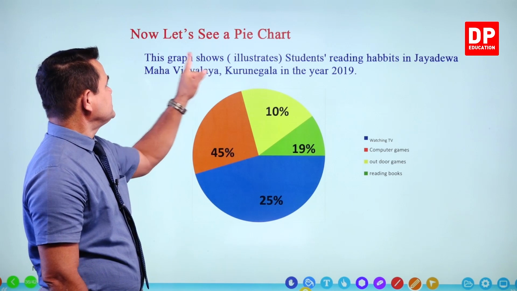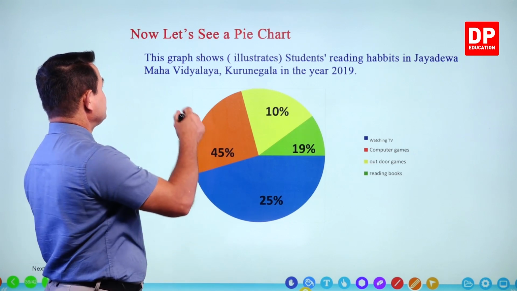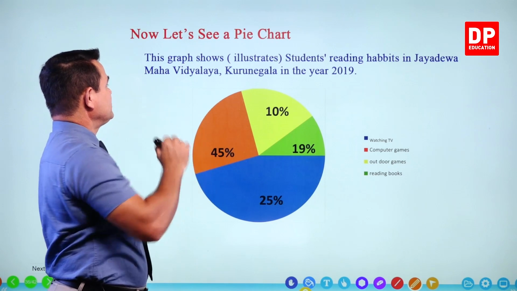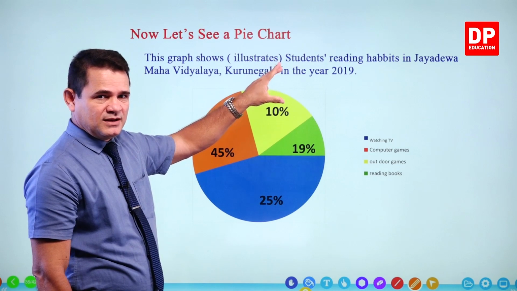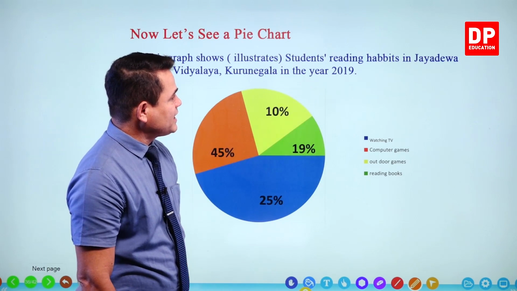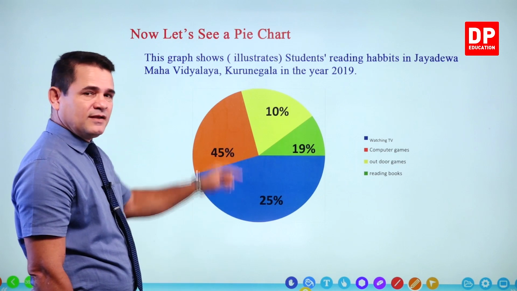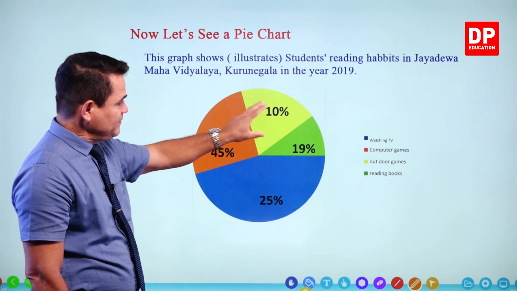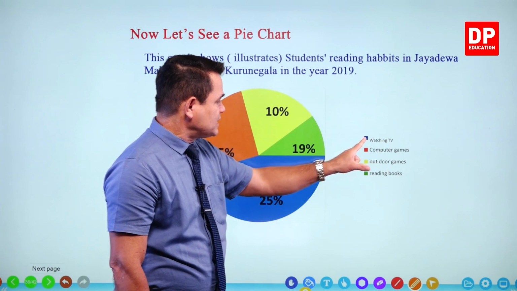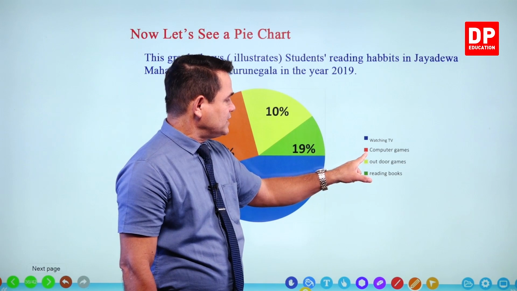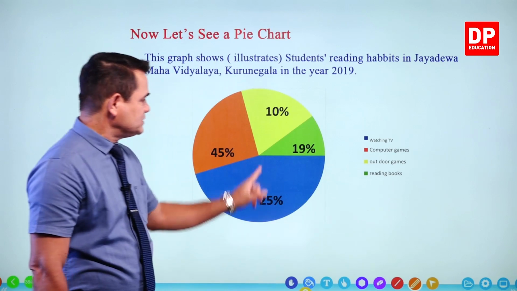Pie chart එක. Let's see a pie chart. This bar graph shows, so instead of this graph, so it is not a bar graph. Illustrates means shows. විස්තර කරනවා පෙන්නනවා කියන එකමයි. Students reading habits in Jayadeva Mahavidyalaya Kurunegala in දැන් අර තොරතුරම ඒ විස්තරම මේ ක්‍රමයට එන්නත් පුළුවන්. ඒකේ විස්තර මේ විදිහට. This color watch TV, another color computer games, outdoor games and reading books in 4 colors.